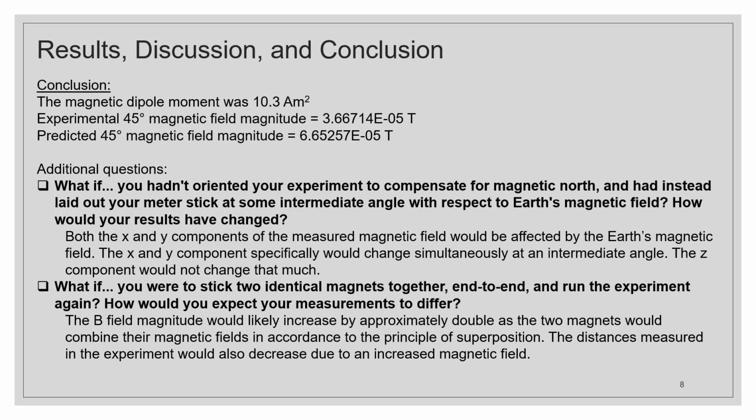Lastly, for the results, discussion, and conclusion, the magnetic dipole moment was 10.3 A·m², the experimental magnitude was 3.67 times 10 to the negative 5 Tesla, and the predicted magnitude was 6.65 times 10 to the negative 5 Tesla.